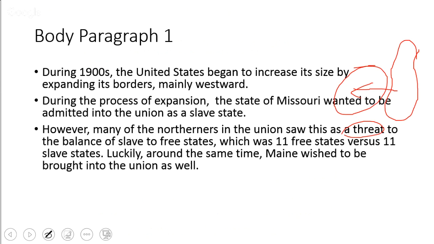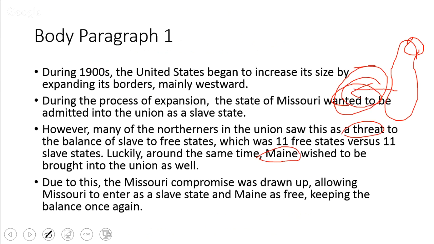Fortunately, luckily, around the same time, Maine wished to be brought into the Union as well. I'm not sure if you know where Maine is. It's on the very top of the northeast. And you know what Maine is famous for? Their lobster, their seafood. Yummy. So Maine is here and Missouri is here. So they both joined. And when they both joined, all right, fine: 12 free states and 12 slave states. They get a balance again, right?